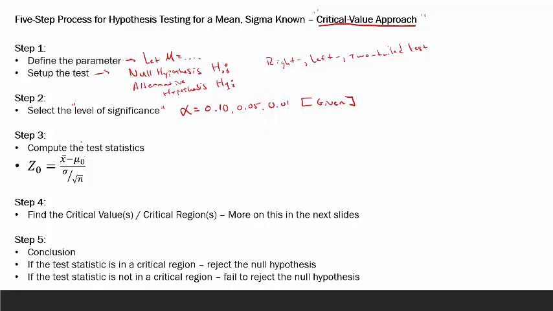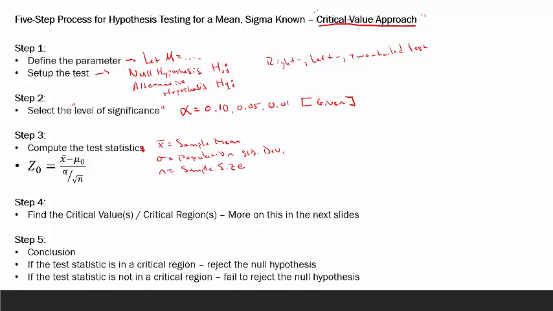The next thing you're going to need to do is compute the test statistic. We're going to denote this test statistic as z sub 0. You'll notice that there are four things in here. I'll start with the things we should know. X bar is the sample mean. Sigma is the population standard deviation. And n we know is the sample size.